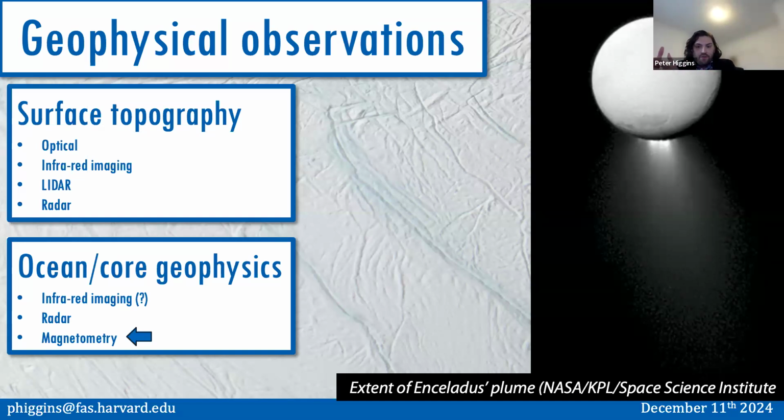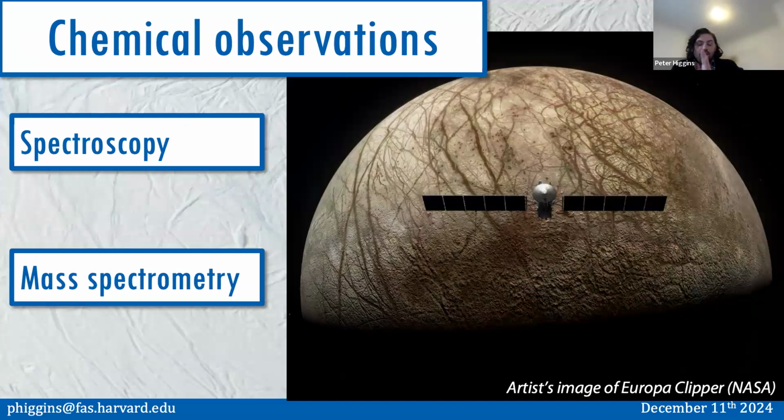Magnetometers can also provide information about the extent and the composition of subsurface oceans, if it's possible to observe small induced magnetic fields caused by the conducting salty water within these worlds. So that's remote geophysical sensing.